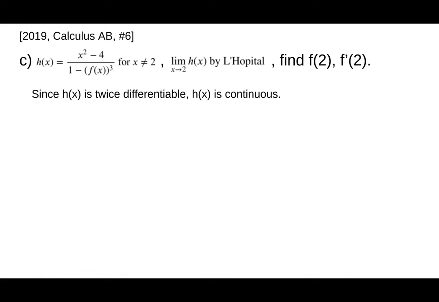First, we know that h of x is twice differentiable. That was given to us in the question stem, which means that h of x is continuous. Since h of x is continuous, and we know that h of 2 is equal to 4, by the definition of continuity, the limit as x approaches 2 of h of x must be h of 2, which is 4.